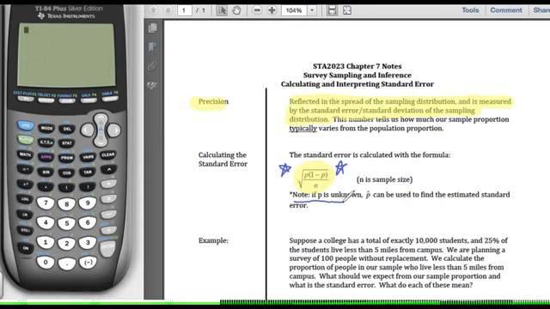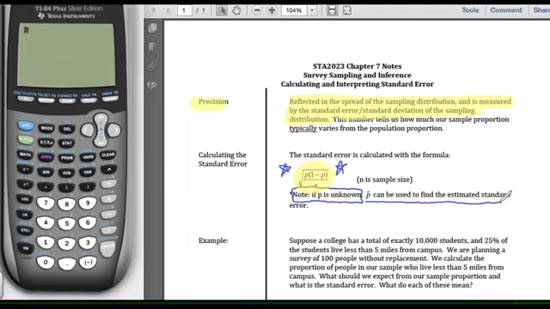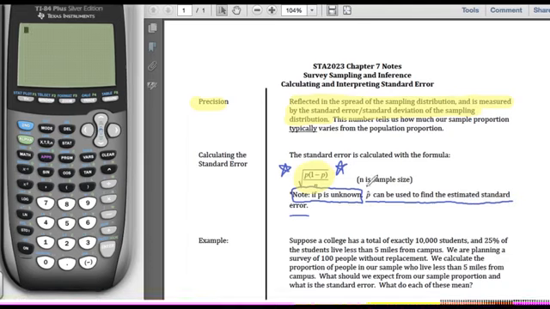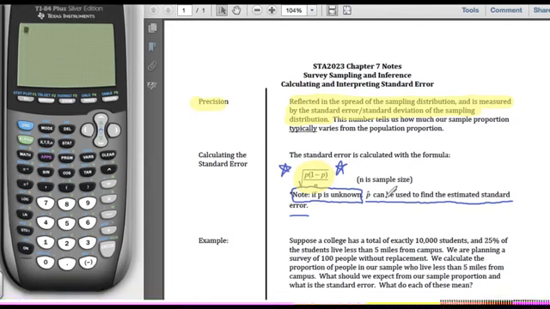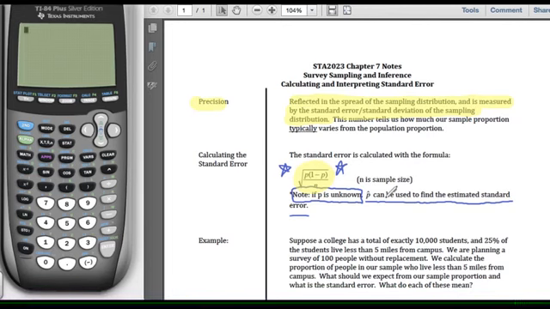Note that if P is unknown, which is going to happen more and more frequently as we progress, we can use P hat to find the estimated standard error. If the population proportion is unknown, we can use the sample proportion, P hat, in order to find the estimated standard error, how much our samples typically vary.